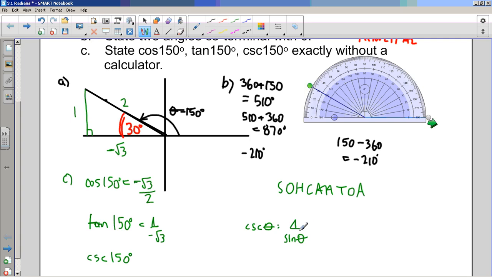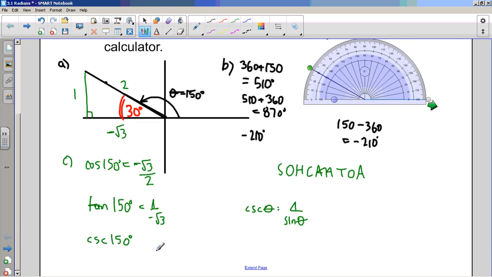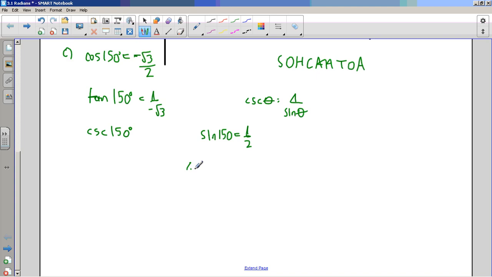So how am I going to do this? Well, I can state the sine of 150. The sine of 150 is opposite over hypotenuse, 1 over 2. So therefore, the cosecant of 150 is the reciprocal. Just flip it, right? Because they're reciprocals of each other. 2 over 1 or just 2. And again, all this stuff will become more clear soon.